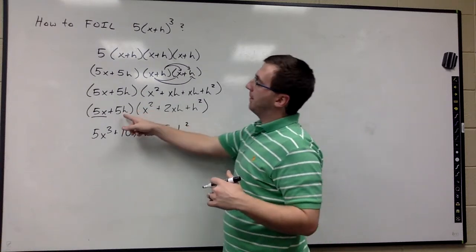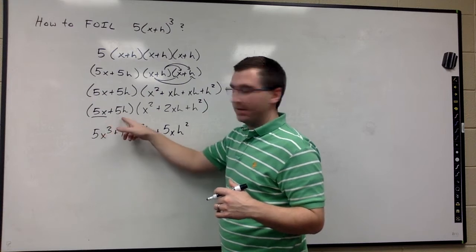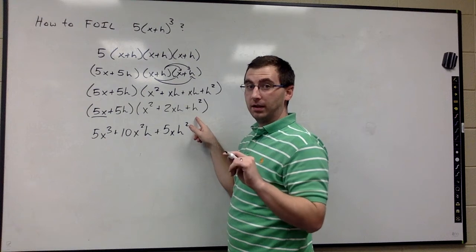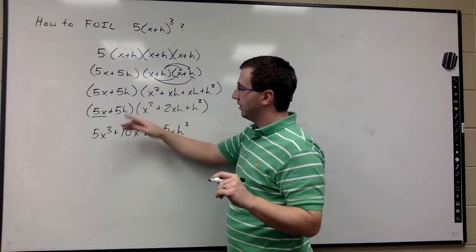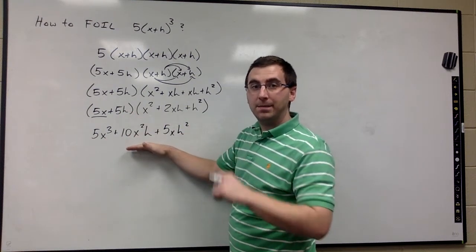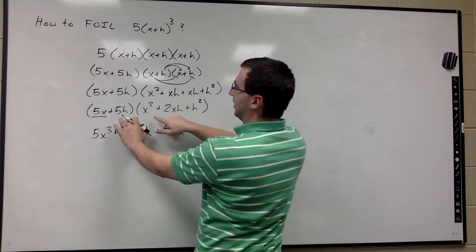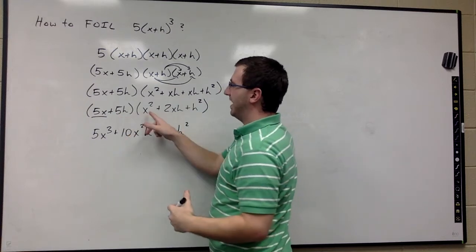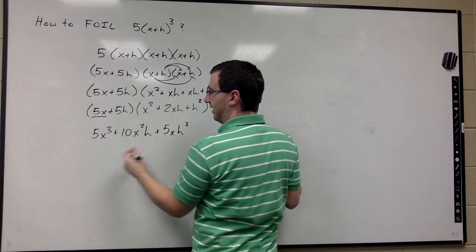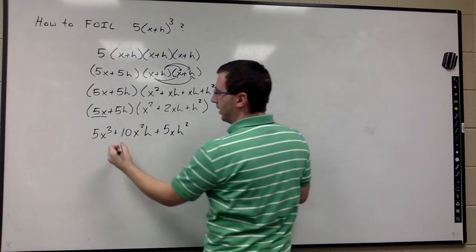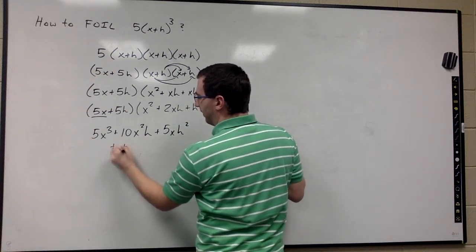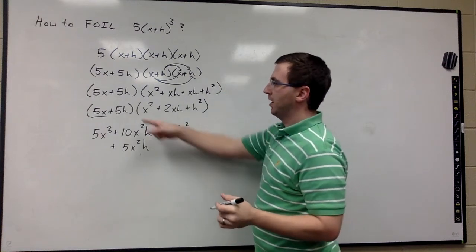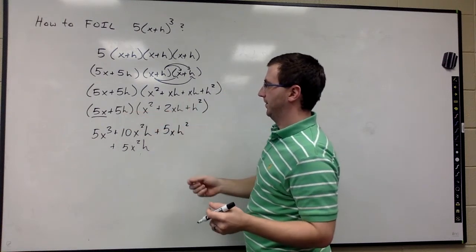Now I'm going to do the same process I did with that 5x, but with the 5h, multiplying by everything in here. Here's why I'm a little different: I'm going to put my terms down underneath, but keep my like terms together. In other words, 5h times x squared becomes 5x squared h, because in multiplication the order doesn't matter. So I'm going to put it underneath this other x squared h term, and it's a positive 5x squared h.